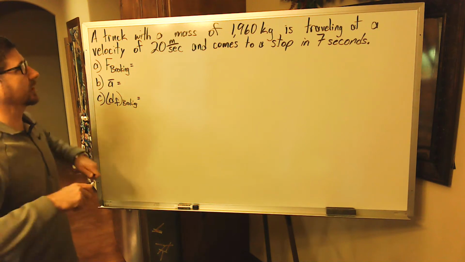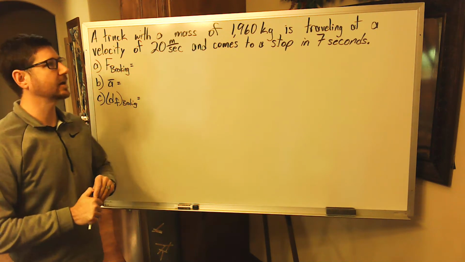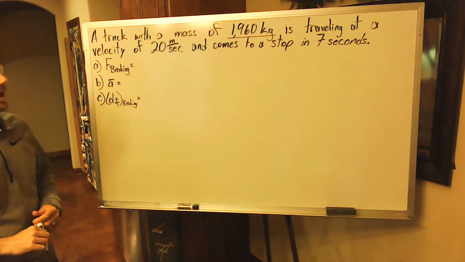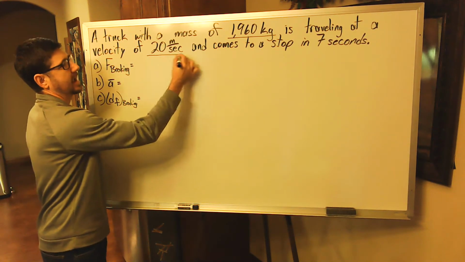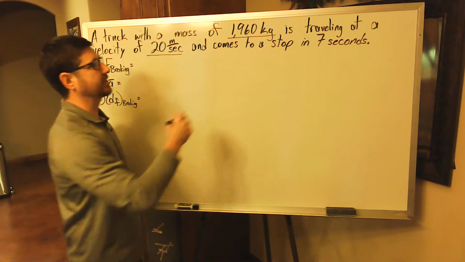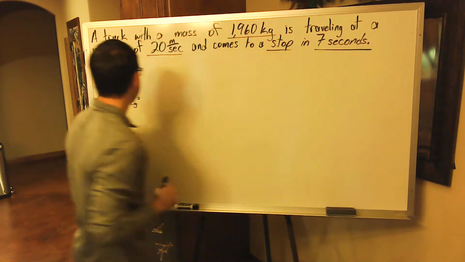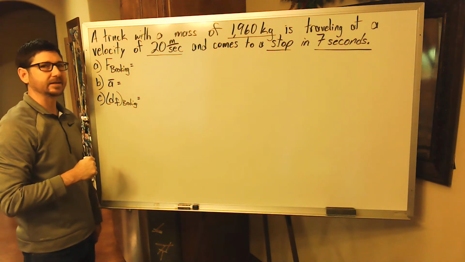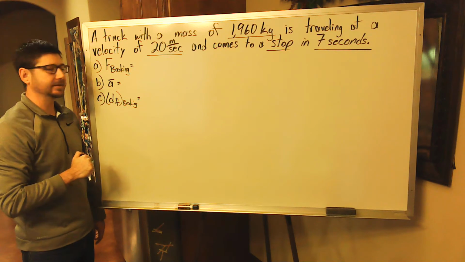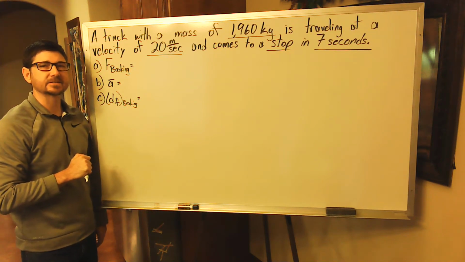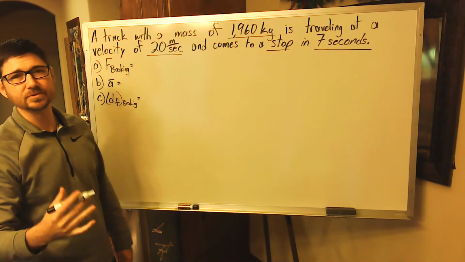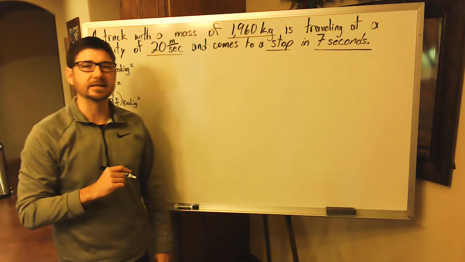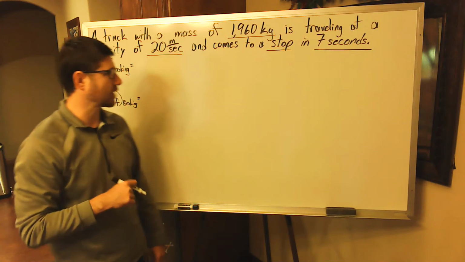A truck with a mass of 1,960 kilograms is traveling at a velocity of 20 meters per second and comes to a stop in 7 seconds. In part A, it wants us to calculate the braking force. In part B, it wants us to calculate the acceleration of the truck using Newton's second law of motion. And in part C, it wants to know the displacement while the truck is braking.